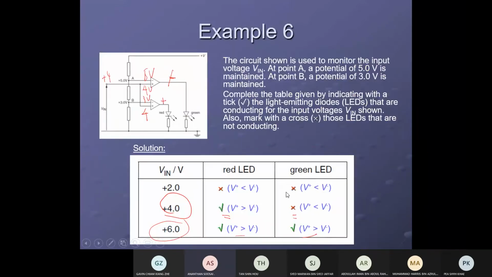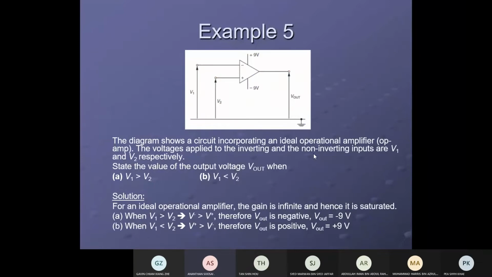Okay, so that is the comparator. Do you want it to saturate or not? Is it good for the op amp to saturate or not for this case?